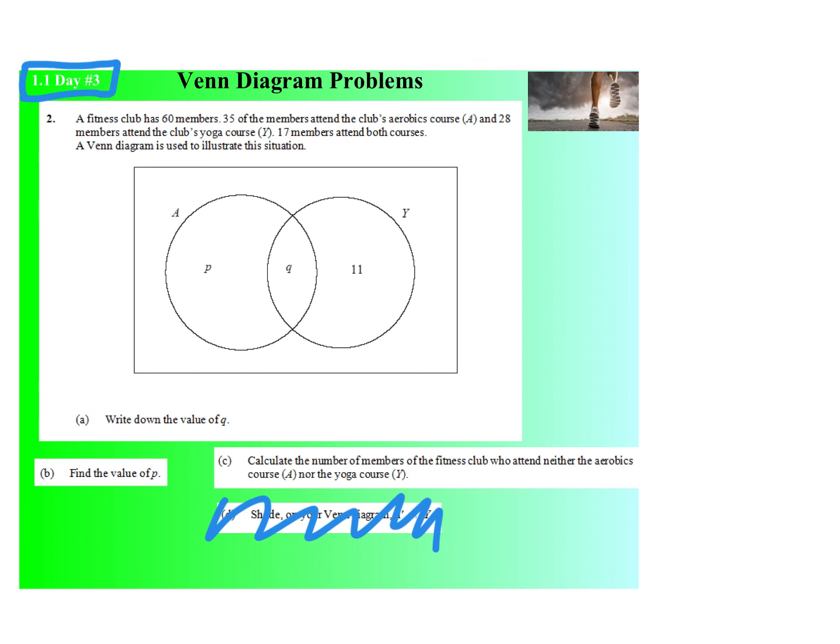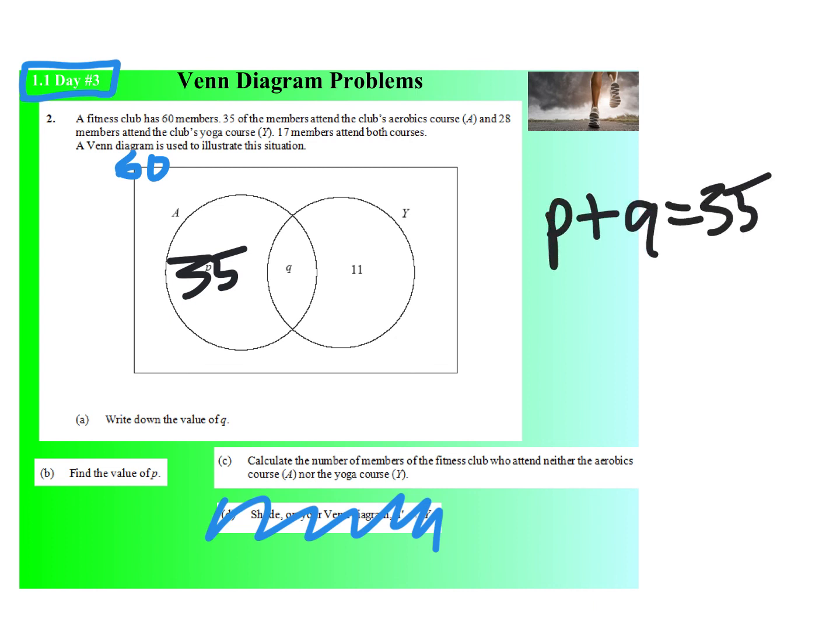Fitness club has 60 members. My opinion, upper left is the best place to put the grand total. It's going to add up to 60. 35 attend the aerobics course. A common mistake is for the kid to go, oh, so 35 goes here. Think about it. There's 35 in the aerobic class. Then what is 35? Not the P section. P and Q. P plus the Q is 35. So that means you can't tell which is which. You're right. Not yet.